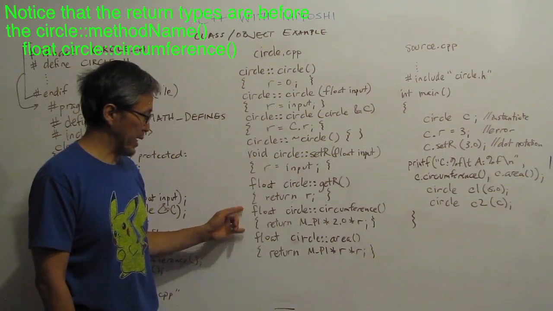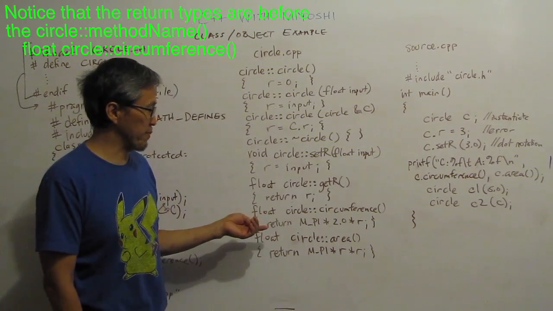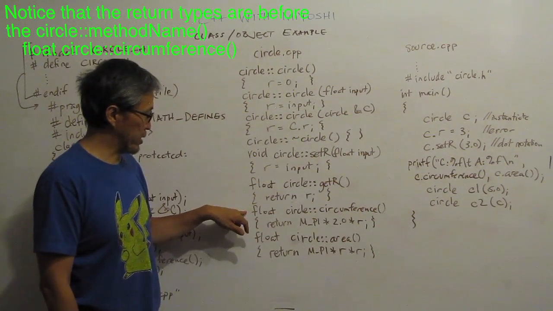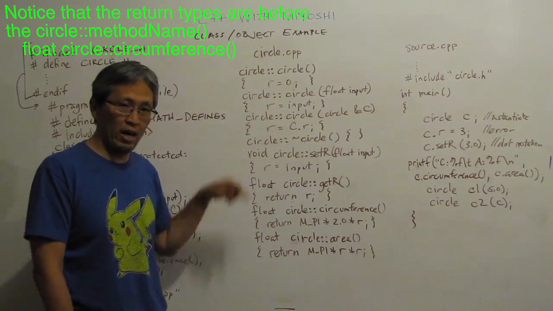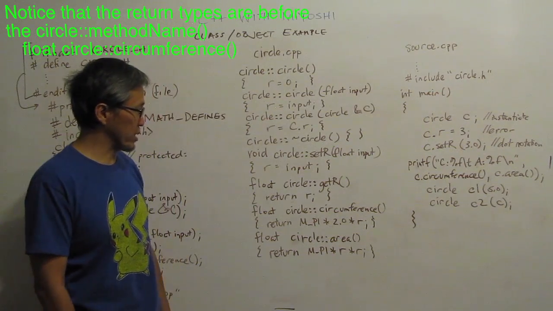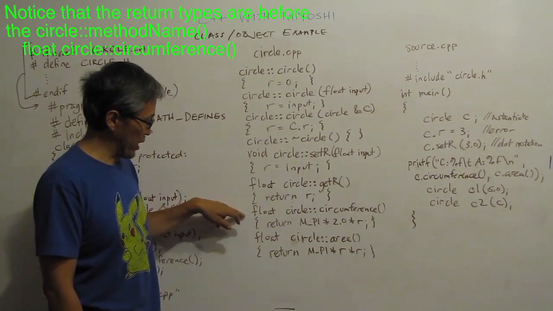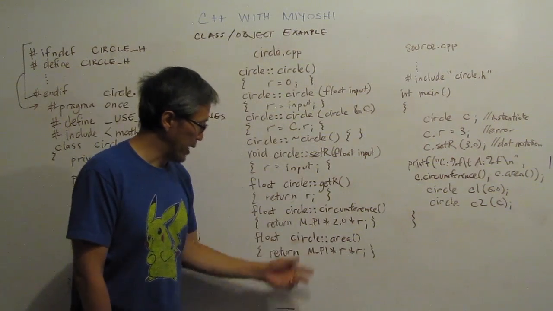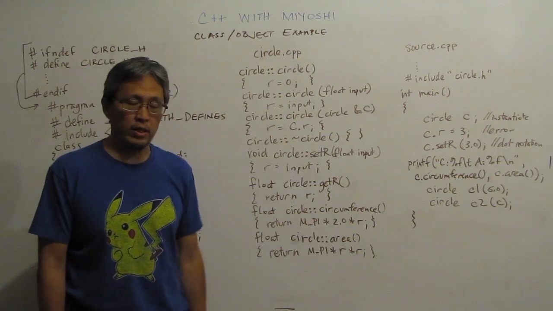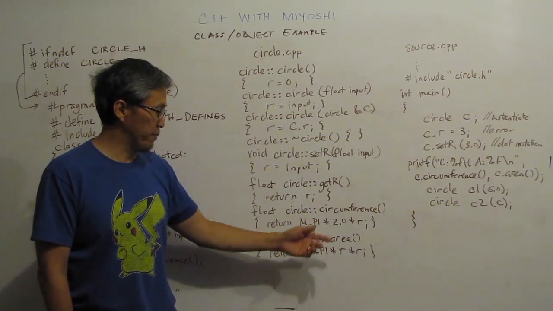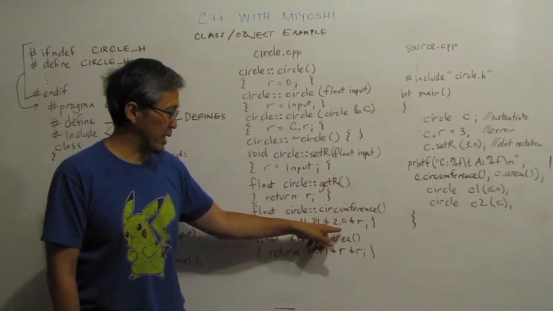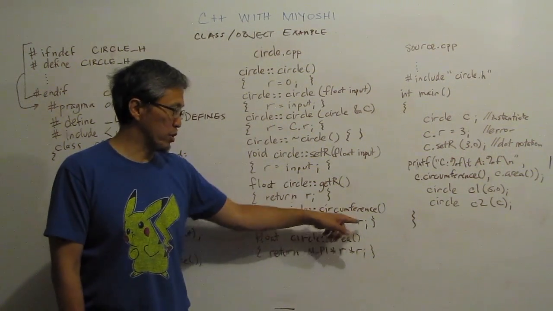Set the radius to be the input, or just return the radius when I do the get. Then last but not least, my last two, the two that really do something for me, are my Circle::circumference. Notice it's got my return type. These guys have return types because they are methods, which are just functions. They have return types in front of the Circle::circumference, or the Circle::area. The circumference just returns the perimeter, if you will, of a circle.